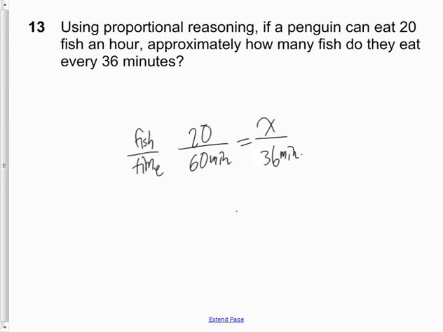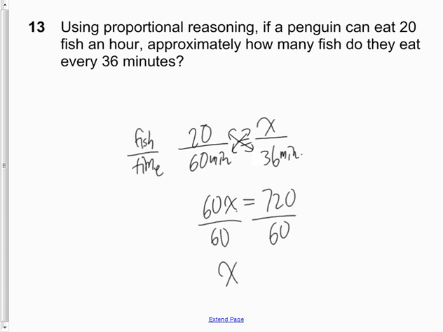So now that we have it set up as a proportion, the algebraic equation we can create is 60x equals 720. Divide both sides by 60, and you get x equals 12. So because x equals 12, that means approximately that penguin can eat 12 fish in 36 minutes.